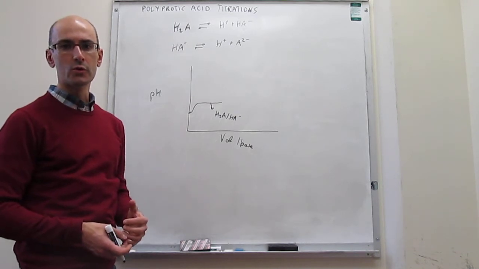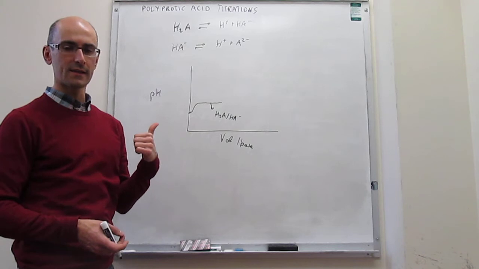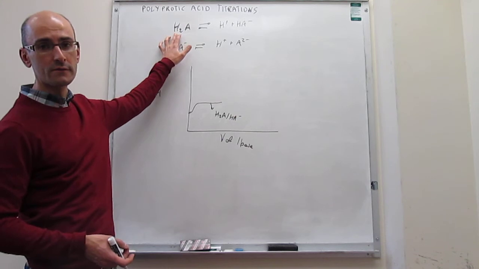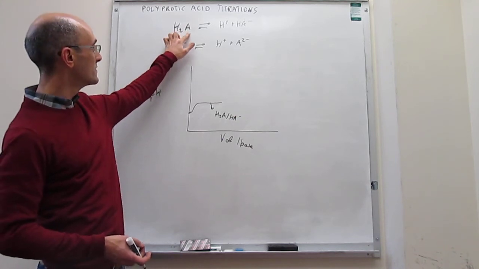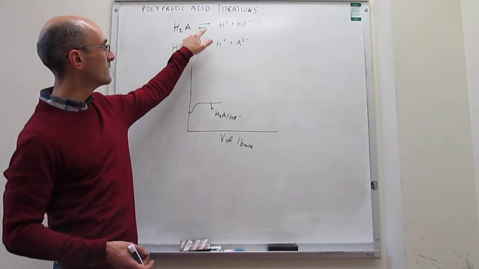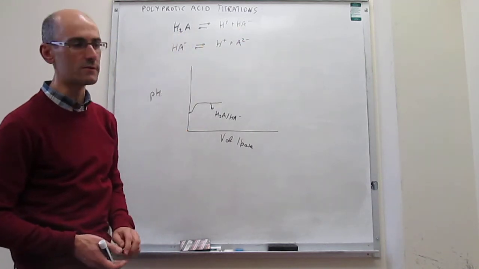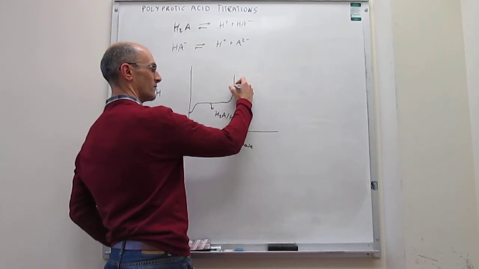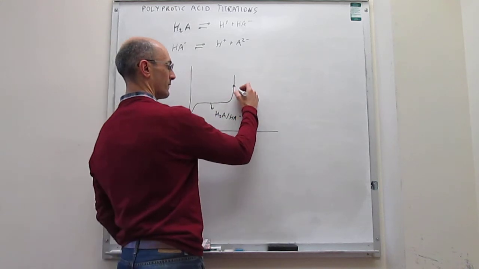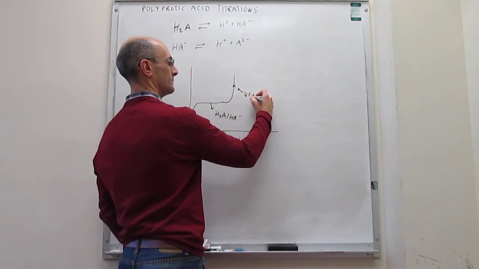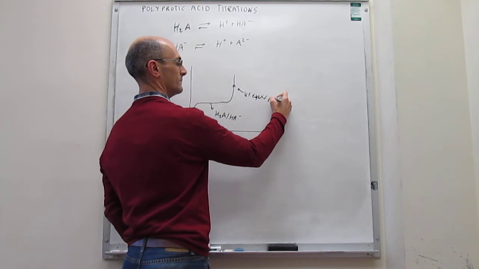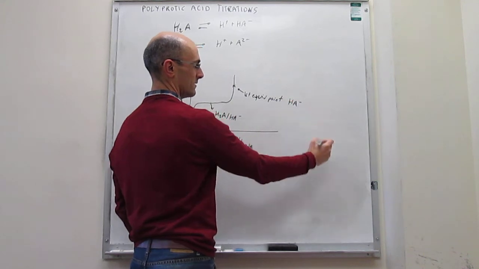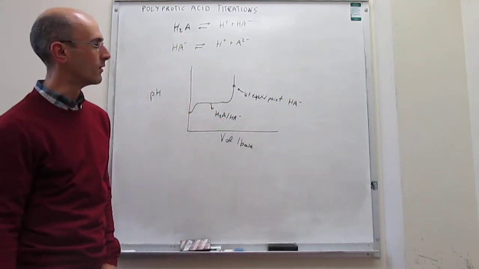That is the point where you have added exactly the amount of base that you need to fully react the first proton of this acid. At that point, there's no more H2A left, and the only thing in solution will be your HA-. At that equivalence point, the pH curve turns up. The pH is changing very quickly. Again, that is what we call the first equivalence point. The main species in solution should be HA-. That will dominate all of the solution.